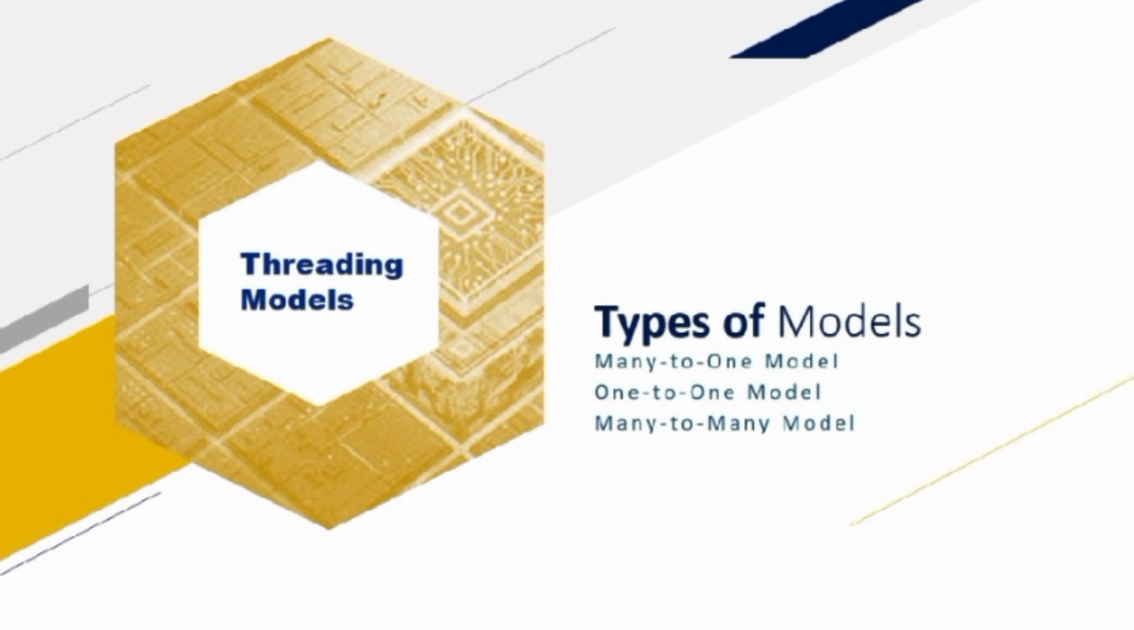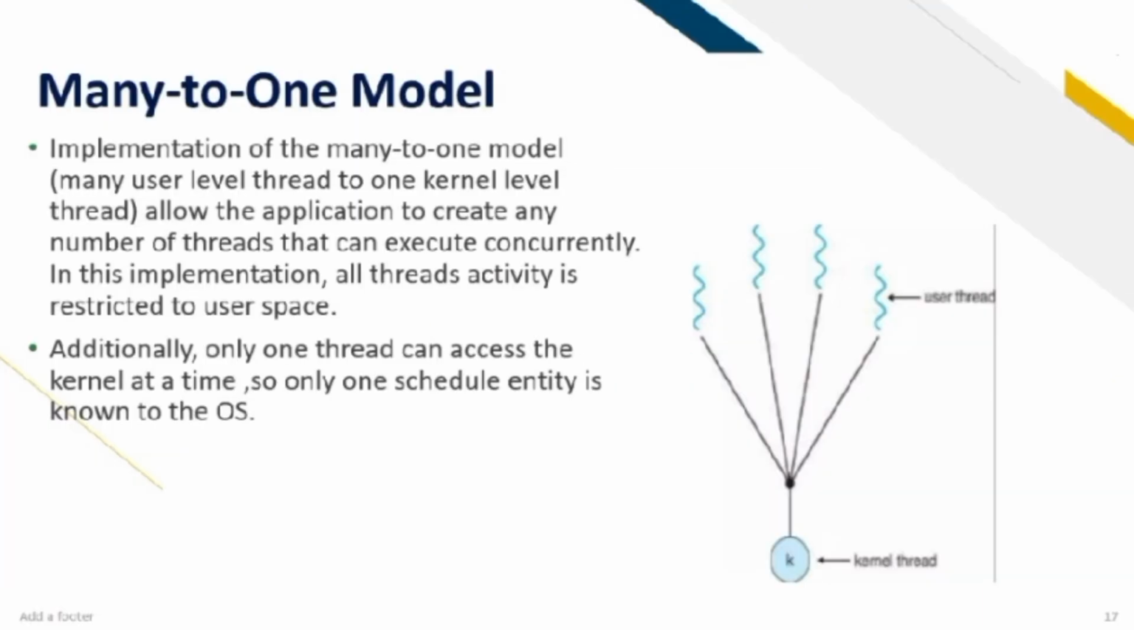So first of all, the many to one model includes many user level threads to one kernel level thread. It allows the application to create any number of threads that can execute concurrently. In this implementation, all thread activity is restricted to user space. Additionally, only one thread can access the kernel at a time, so only one schedulable entity is known to the operating system. However, the entire process will block if a thread makes a blocking system call.